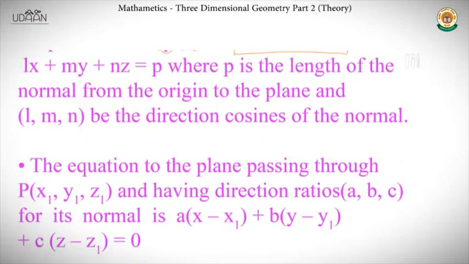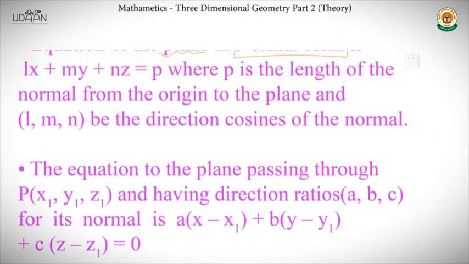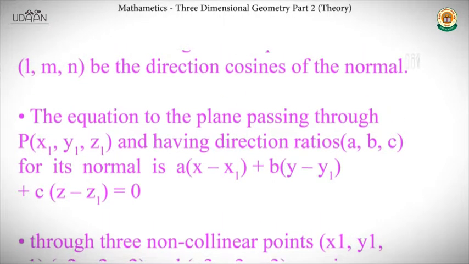Now moving on to the next form, we have the equation of a plane passing through a point and having direction ratios A, B and C for its normal. So instead of direction cosines as in the previous case, here we have direction ratios. As direction cosines are nothing but proportional numbers to direction ratios, it would hardly make any difference.